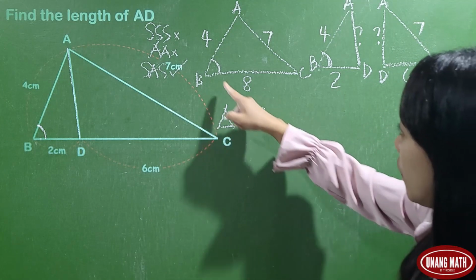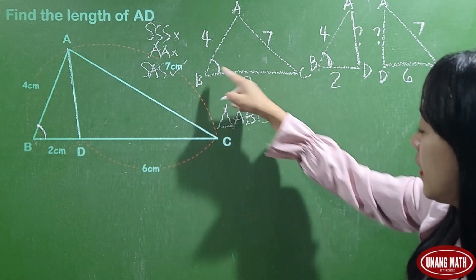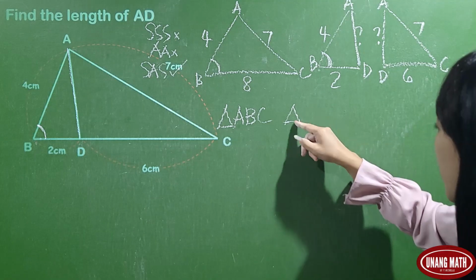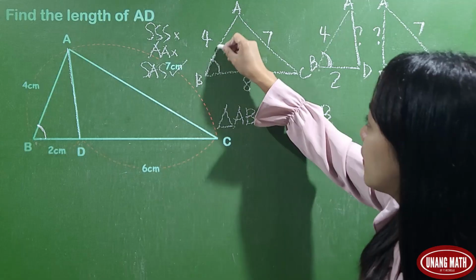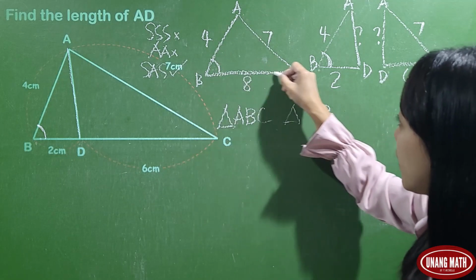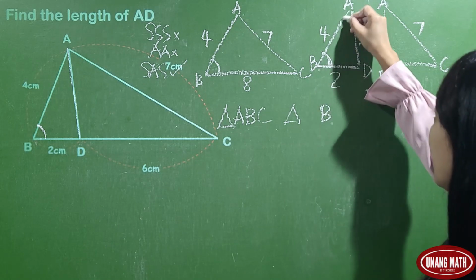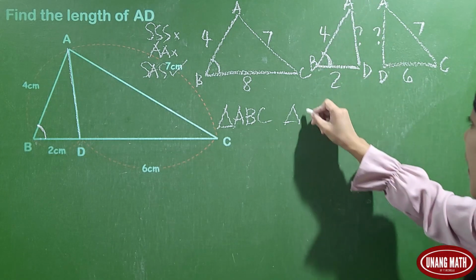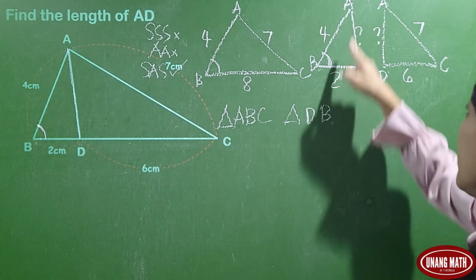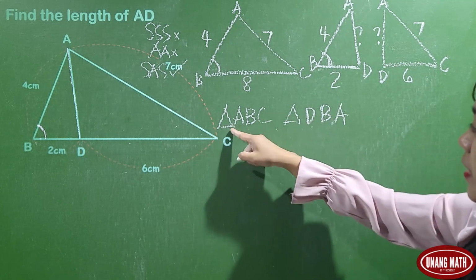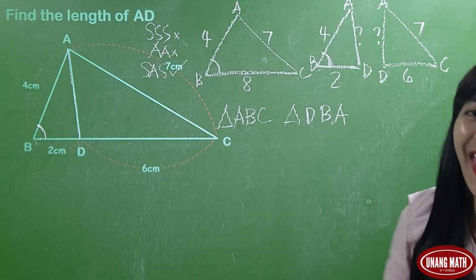Okay, so B is the common angle. So it means this is triangle, so B is here. If we're going to check, this side is shorter than this side. So here, this side is shorter than this side. So it means D corresponds to A. So we have D, B, A. So triangle ABC, we have here triangle D, B, A.